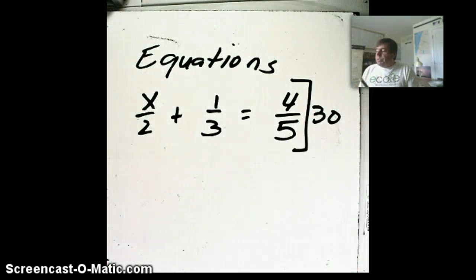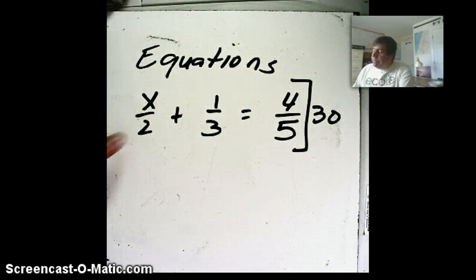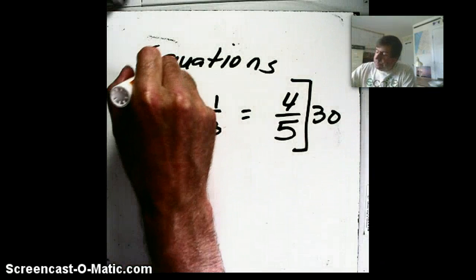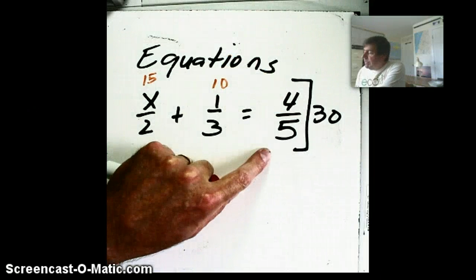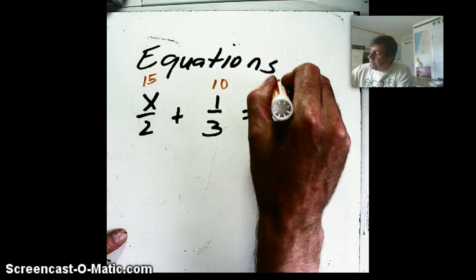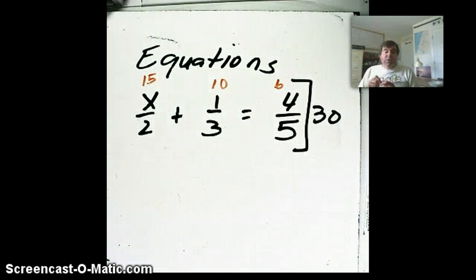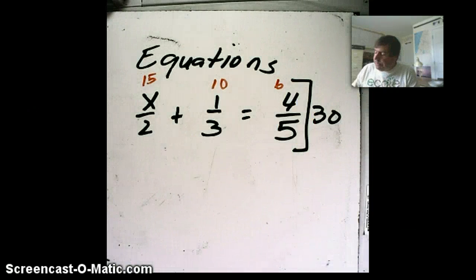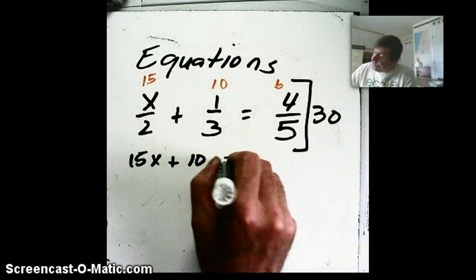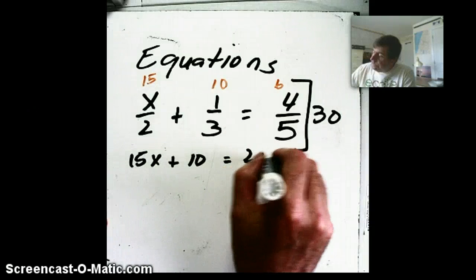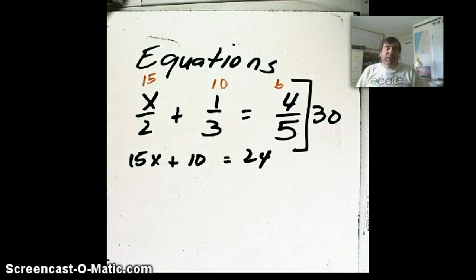All right. So what is this missing? It's missing a 15. What's this missing? It's missing a 10. What is this missing? It's missing a 6. What are you going to do with the orange and the black? You're going to multiply them. 15x plus 10 is equal to 24. That's the same equation we had before, and you'll get the same answer. All right, so that's, I wouldn't say shortcut, but that is another way to do that problem.